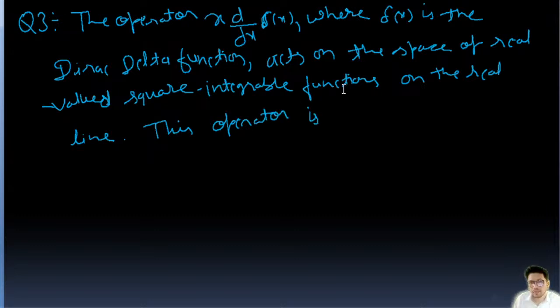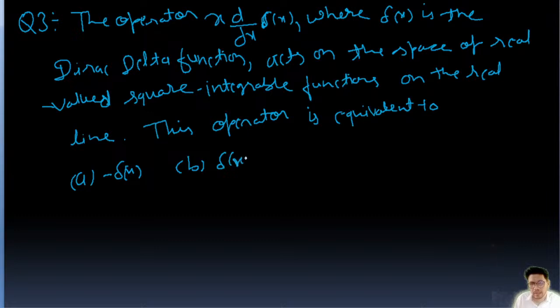This operator is equivalent to, the options are: option A, minus delta x; option B, delta x; option C, x; and option D, 0.